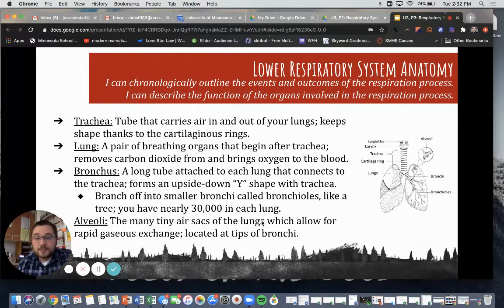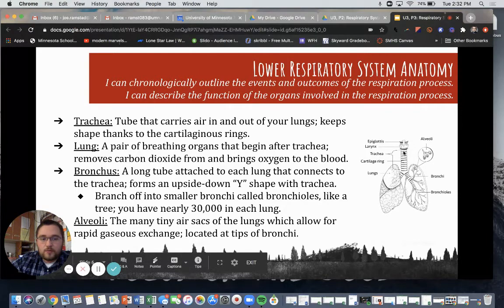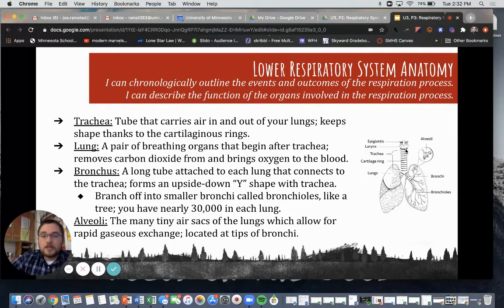Our trachea is the first part of our lower respiratory system, and this is the tube that carries air in and out of your lungs. It helps keep its shape thanks to the cartilaginous rings. Say that word, cartilaginous rings. So that is what keeps the trachea shape, and you can see those rings right here on the trachea. Perfect.